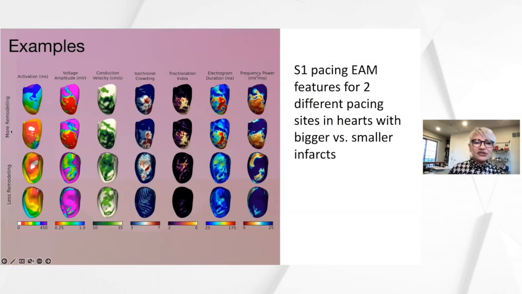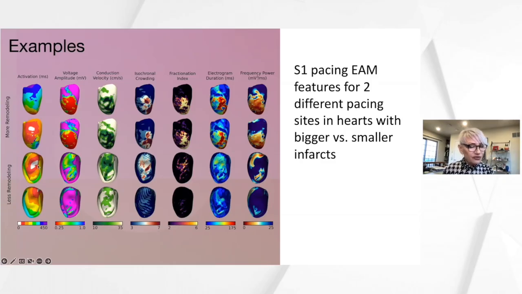Here are 2 examples. I am showing one left ventricle paced from 2 different locations, and another left ventricle also paced from 2 different locations. This one had a larger infarct than this heart. So here you can see a map of voltage amplitude. The 2 maps are fairly similar for the 2 pacing locations. Similarly for conduction velocity, isochronal crowding, fractionation index, and so forth, there was a concordance.